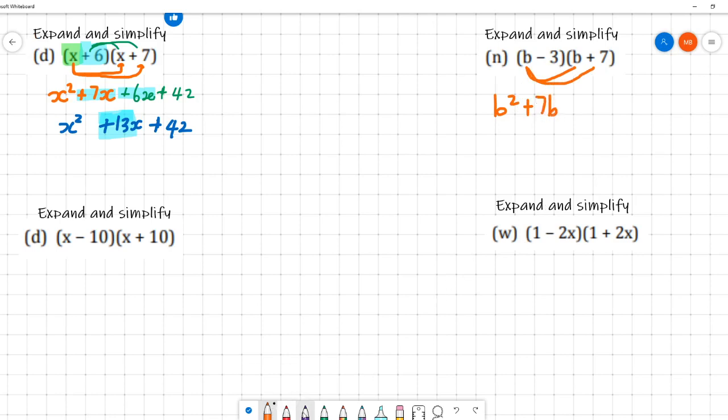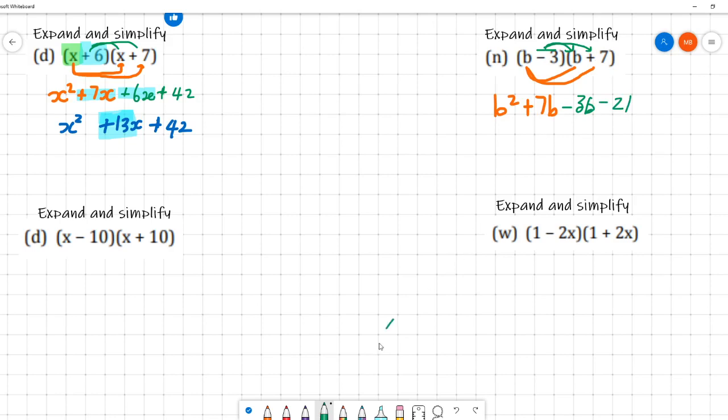And now I'm going to move on to the next one, which is minus 3. Now here you have to be very careful because this sign belongs to the number 3, so it's not just 3, it's negative 3. We're going to do negative 3 multiplied by b. Negative 3 multiplied by b is negative 3b, and negative 3 multiplied by positive 7 is going to give me negative 21.